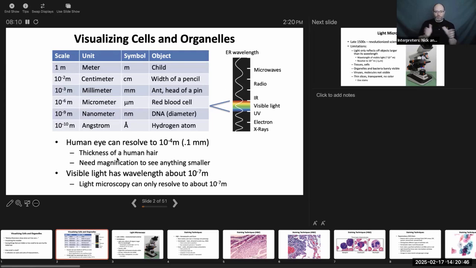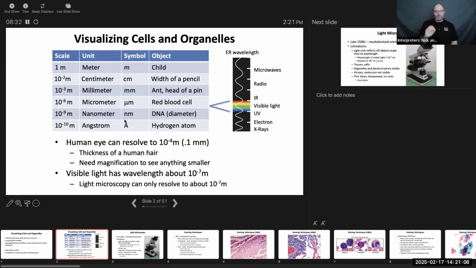And then even smaller than that, a very tiny unit, probably the tiniest unit of measurement that you'll ever encounter, at least in the natural sciences, is the angstrom. This is 10 to the minus 10 meters, or 1/10,000,000,000th of a meter, 1/10th the size of a nanometer.